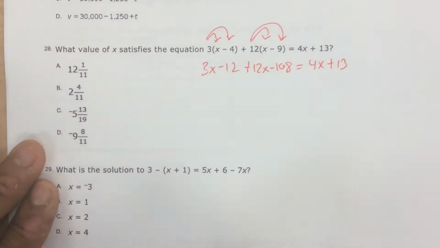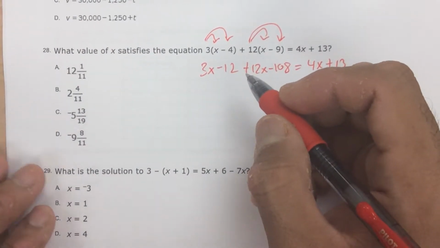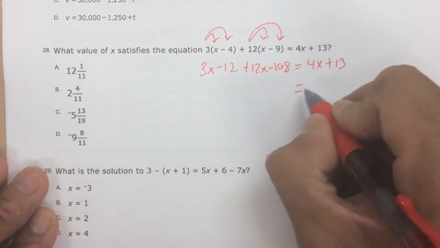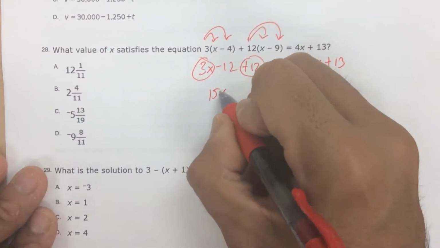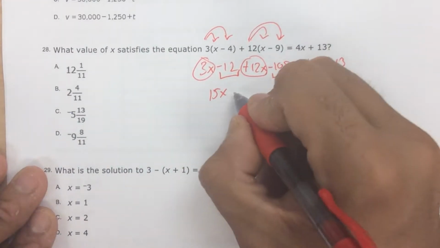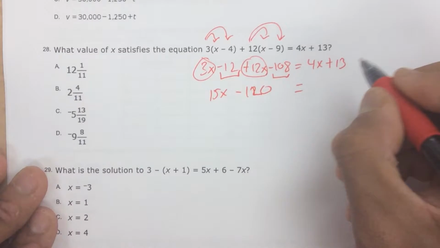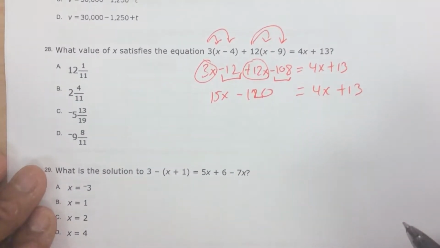Now remember, you can use your calculator in this part, so I would definitely recommend that you use it to just check to make sure that you're multiplying the numbers correctly and adding and subtracting numbers. First thing I want to do is look at the left side and combine like terms. So 3x plus 12x is 15x. Negative 12 minus 108 is negative 120. Then equals 4x plus 13, because nothing to combine on the right side.